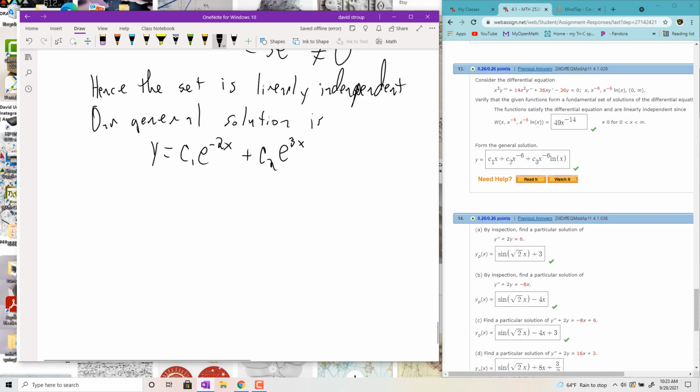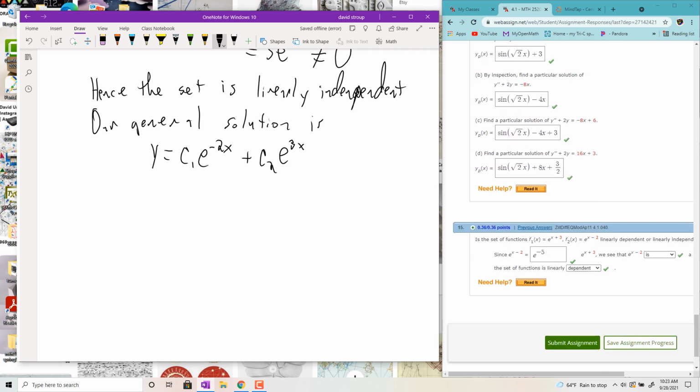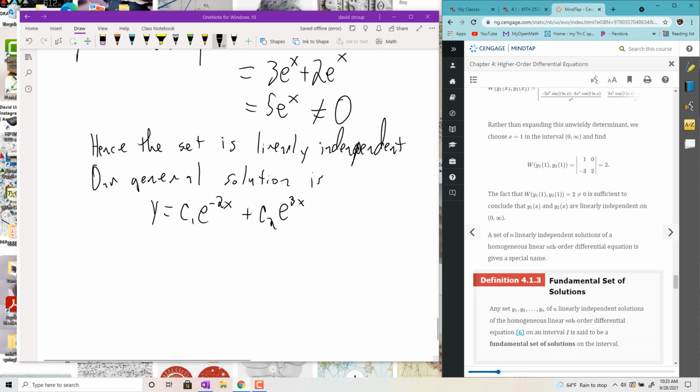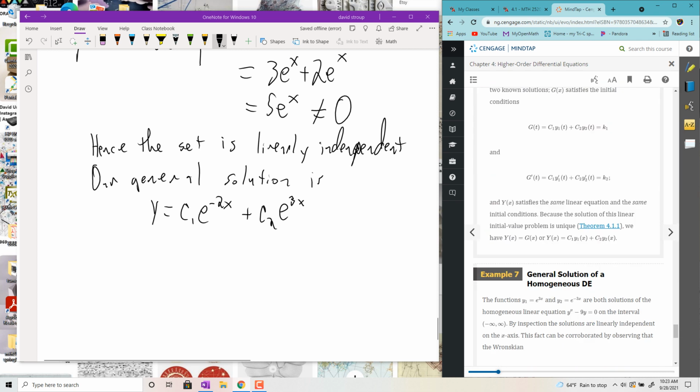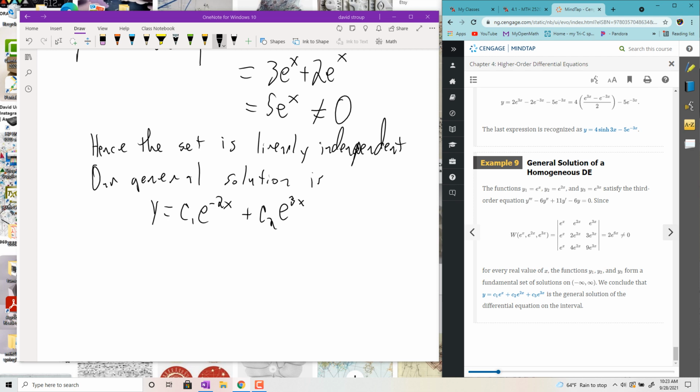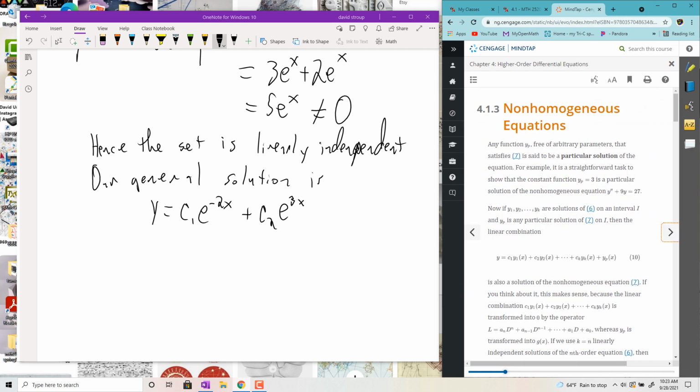So we got some more Wronskian problems. Okay, the last part then we get into the non-homogeneous version of the issue. And so let's take a look at that.